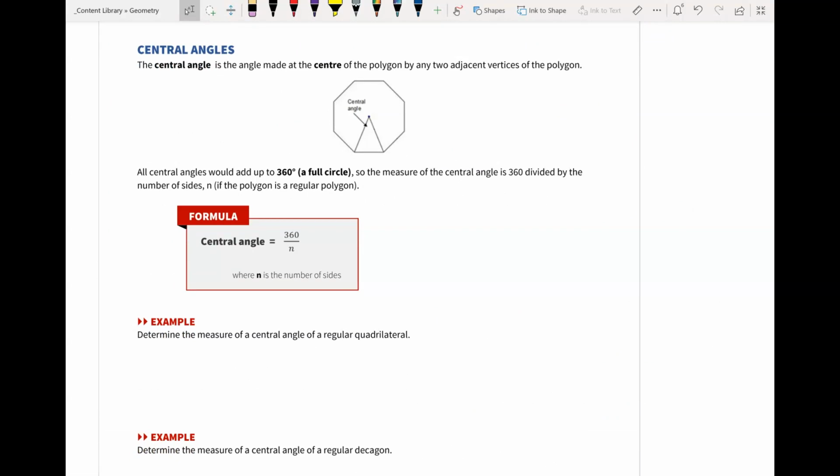Looking at our next definition, this is on central angles. The central angle is an angle made at the center of the polygon by 2 adjacent vertices of the polygon. So our example for this polygon is this central angle on the inside there, and it's made by 2 adjacent vertices. A vertex just means a point, a corner, on the polygon.